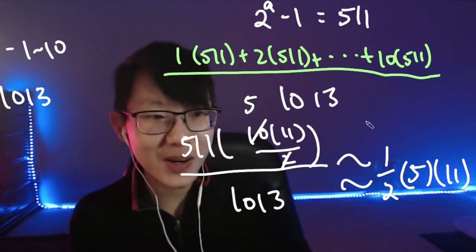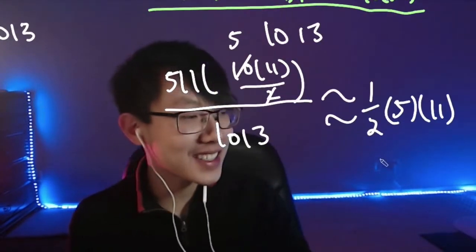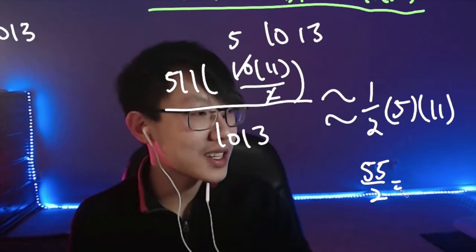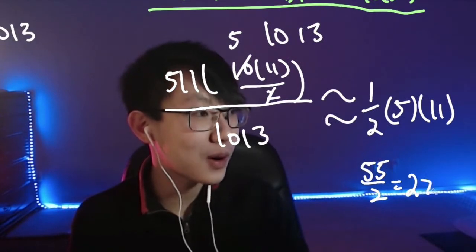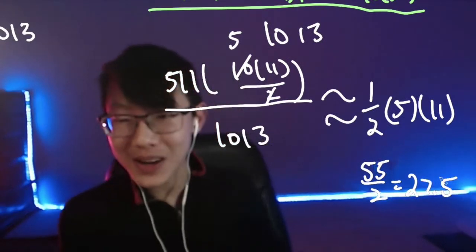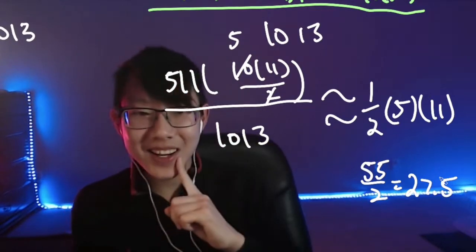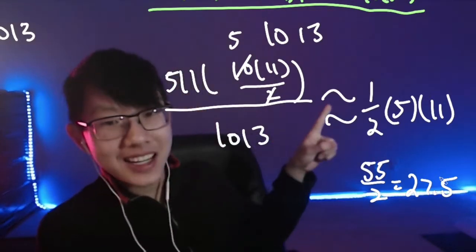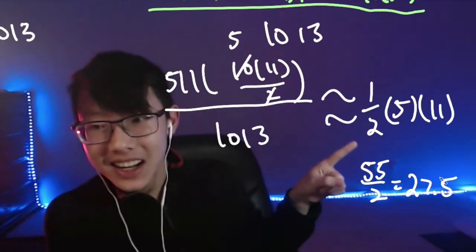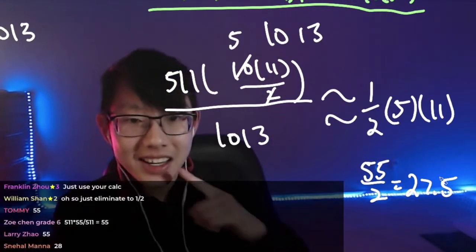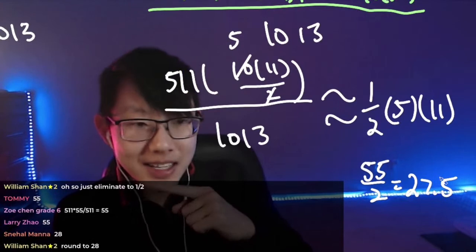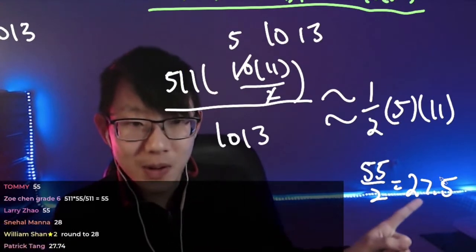Okay, we're in a little bit of a dilemma here because this turns out to be 55 over 2, which is equal to what? 27.5. Uh-oh, do I round up or round down? Well, let's think about this. What assumption did I make to estimate 1/2? Here, let's bring chat back up. Somebody is saying round up to 28.